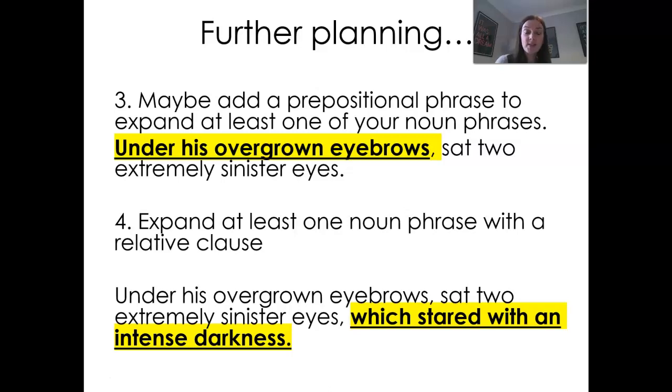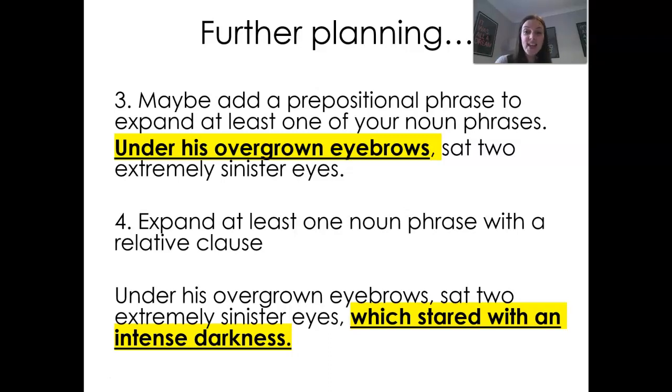You can see in my example, I've used the phrase under his overgrown eyebrows to extend and expand my sentence. So mine now says that under his overgrown eyebrows sat 2 extremely sinister eyes. Have a go at developing at least one, you can do more if you wish, at least one of your noun phrases. Expand it now.